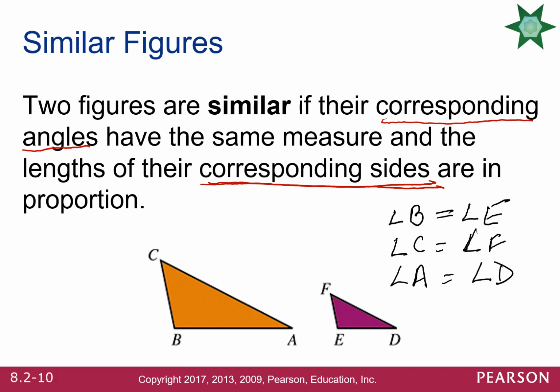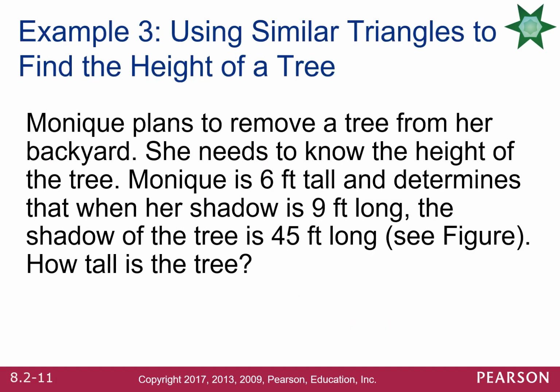Now, what are the corresponding sides here? Let's use this color. So side BC corresponds to side FE. The side CA corresponds to side FD, and side AB, let's get a different color, AB corresponds to side ED. And the sides will not necessarily be equal, but they will be proportional.